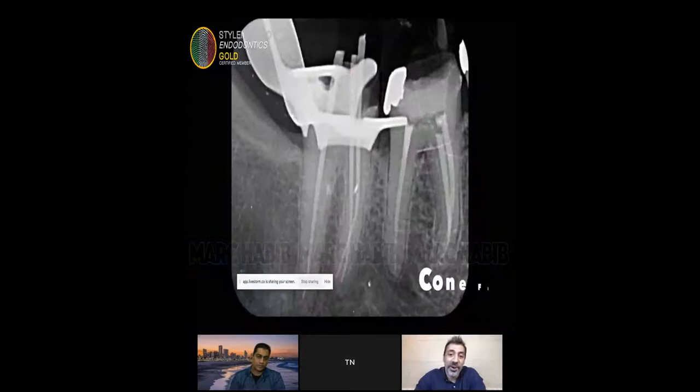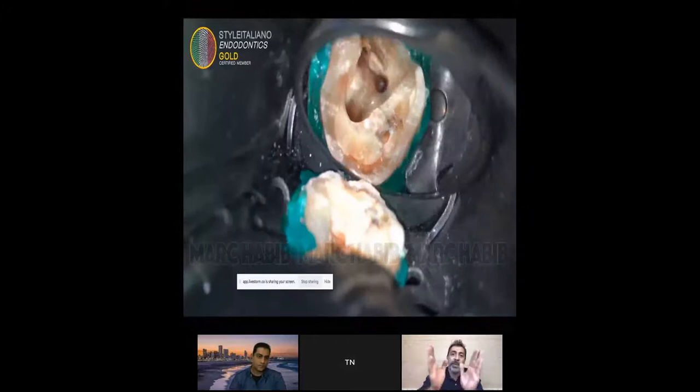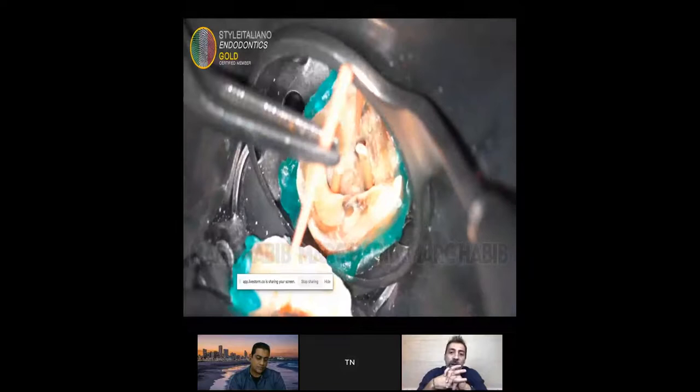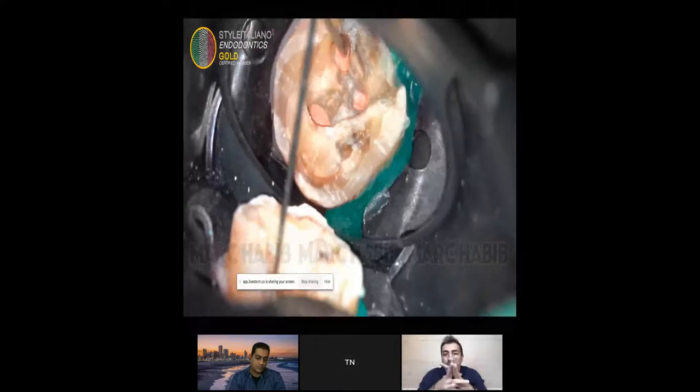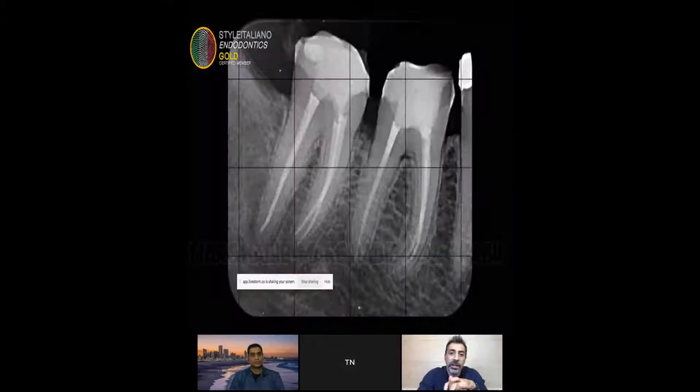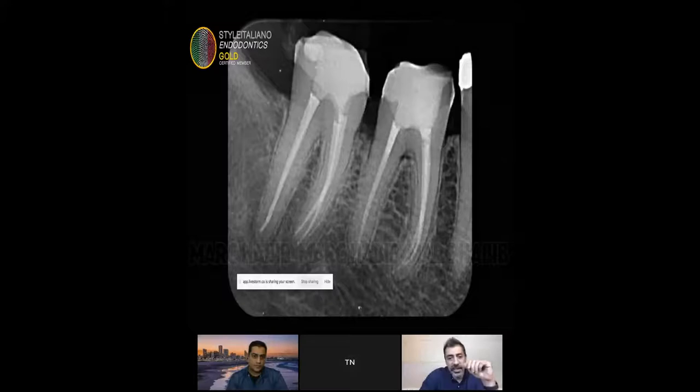So this is the access cavity after the drying. This is immediately before the obturation. I'm doing a final check of the access cavity before entering my master cones with sealer and doing my obturation. I'm using a warm vertical compaction. And this is the final view and the final X-ray for the obturation. So you can see the system is very efficient in all kinds of situations.